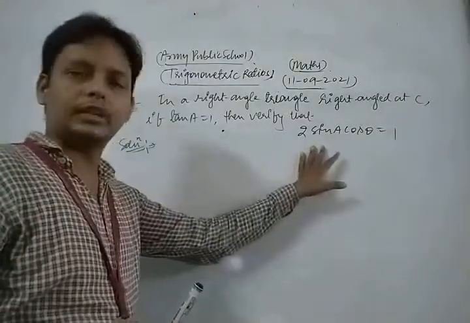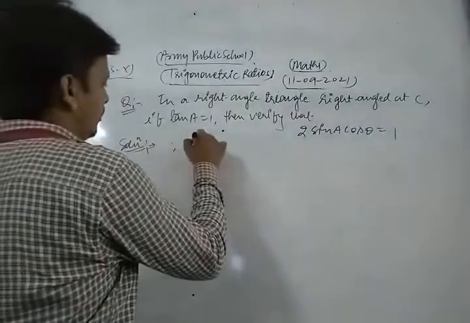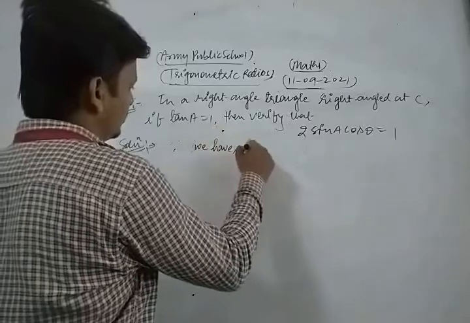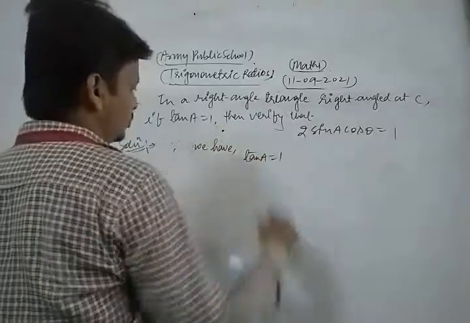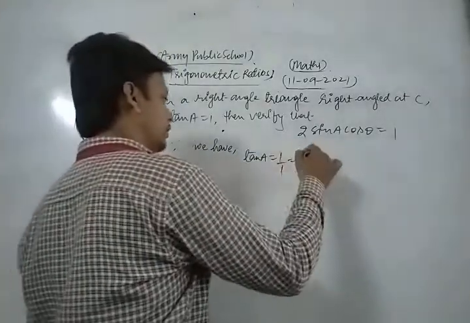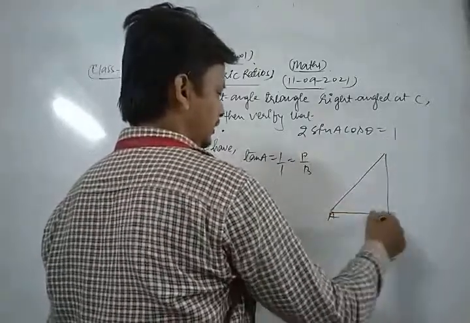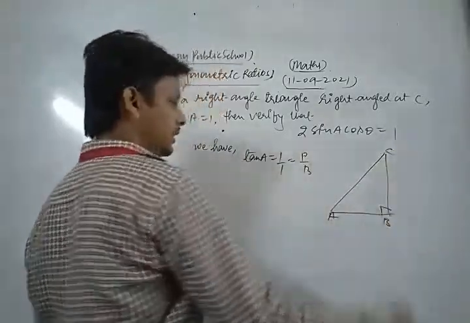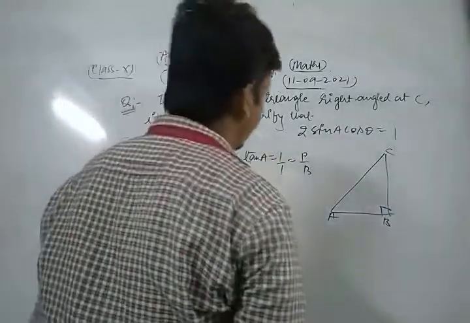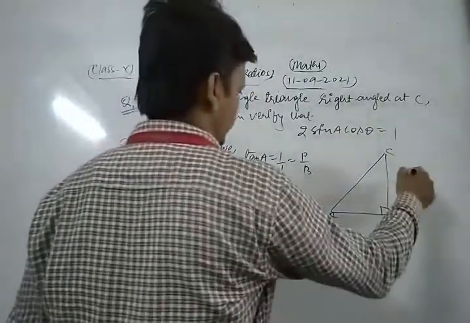Dear student, this is also a very important question. Now let's see its solution. Since we have tan A equal to 1, we can write 1 as 1 upon 1. This is perpendicular upon base. So first we draw a right angle triangle ABC, right angled at A. Now this side is 1k, and this side is also 1k.